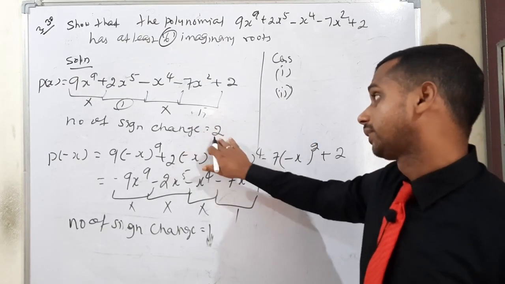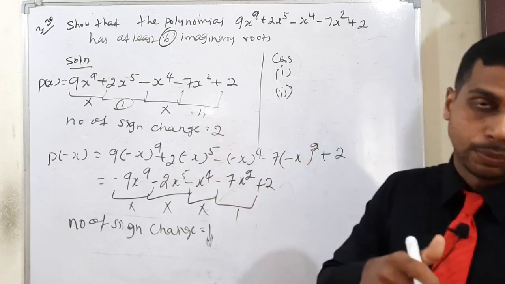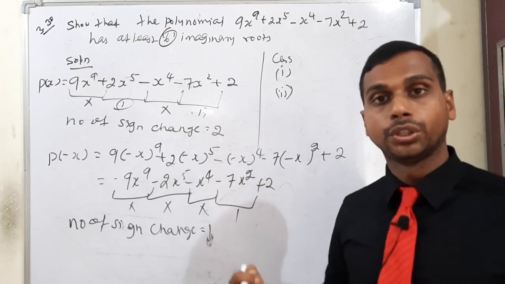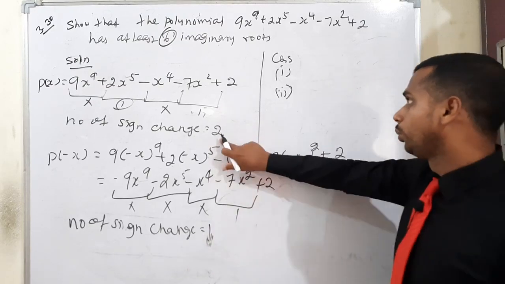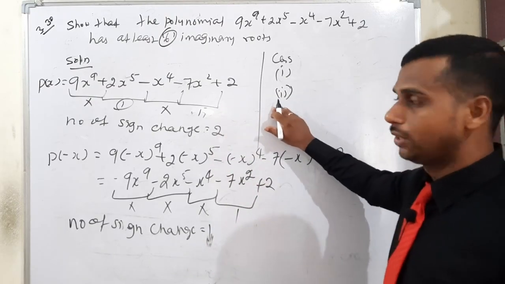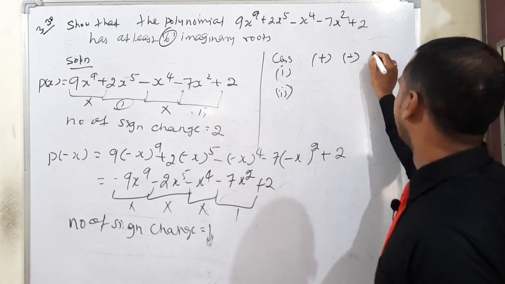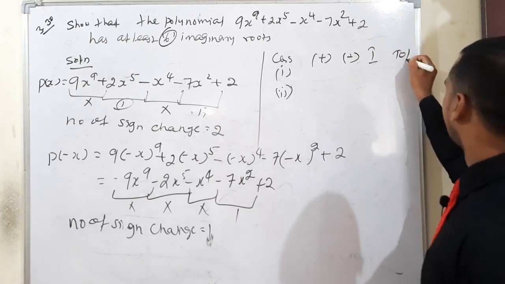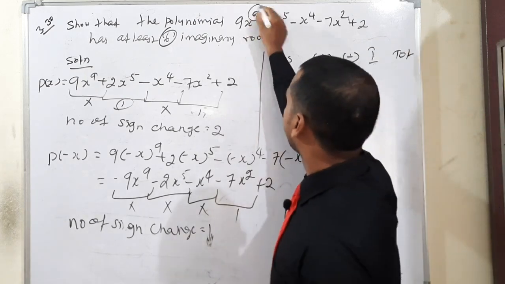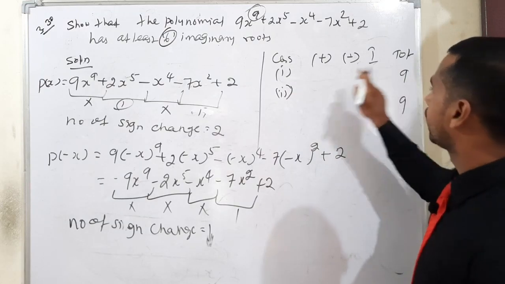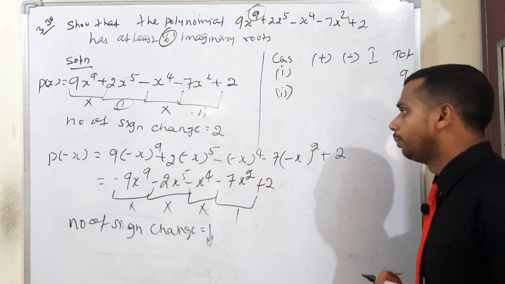If you have the number of sign changes 4, then definitely 3 cases are possible. How? 4 minus 2, again 2 minus 2, 0 cases also possible. Here only 2 is there. That is why I consider only 1 and 2. Then how many positive real roots, how many negative real roots, imaginary, and total. The highest power, the degree, is 9, so case number 1 total is 9, as well as case number 2 total will be 9.